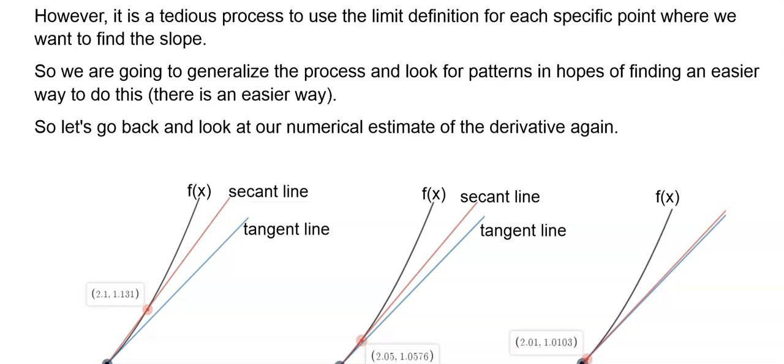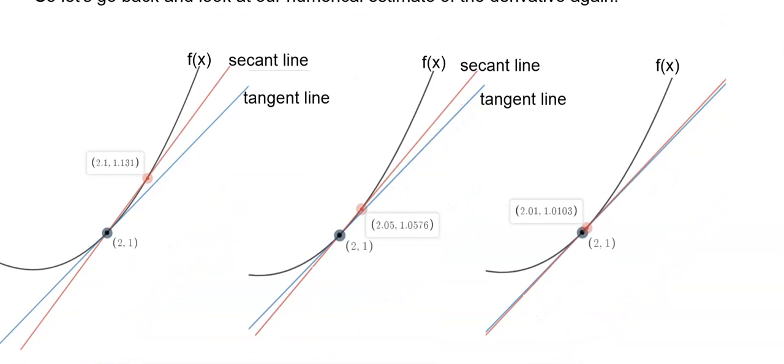So like what mathematicians always do, we're going to generalize the process and look for patterns in hopes of finding an easier way to do this. And there is an easier way. So let's go back and look at our first method of finding a derivative using the secant line.